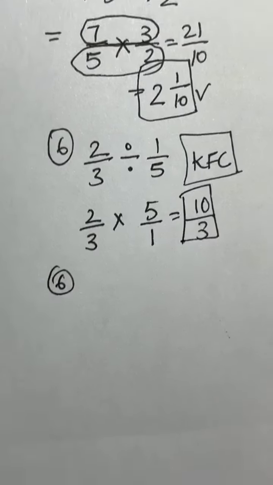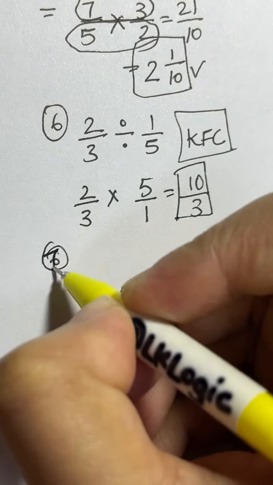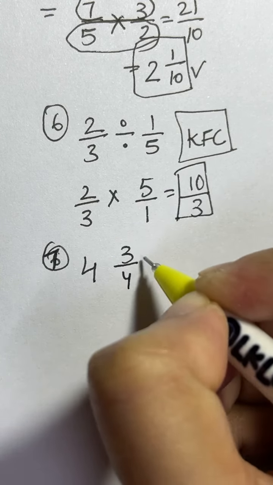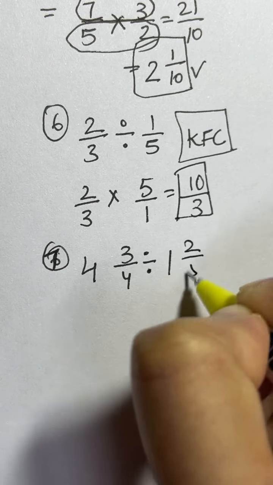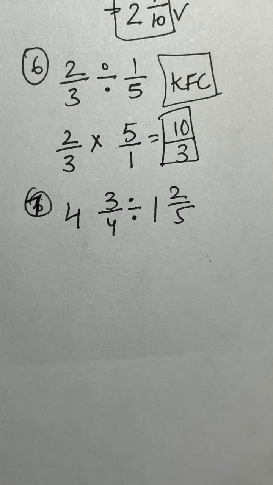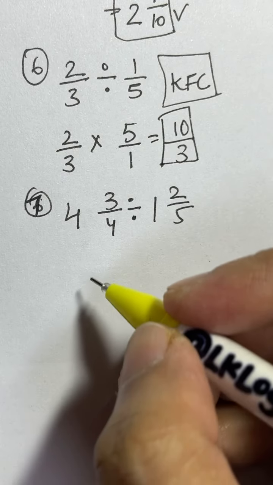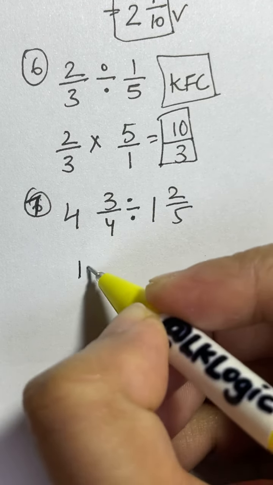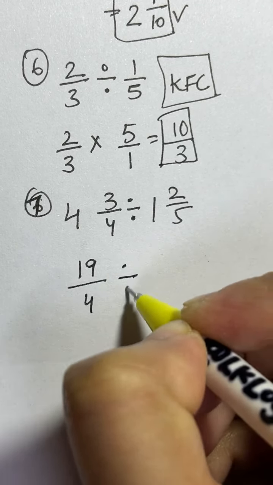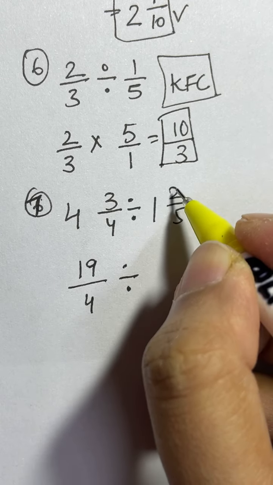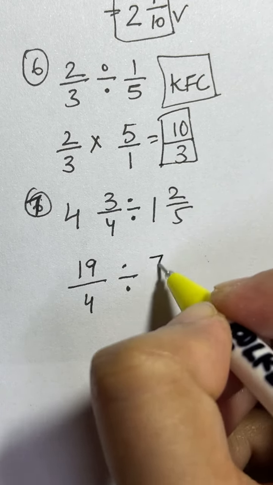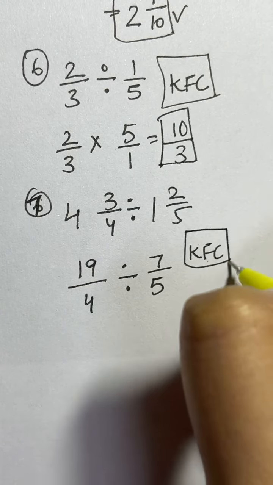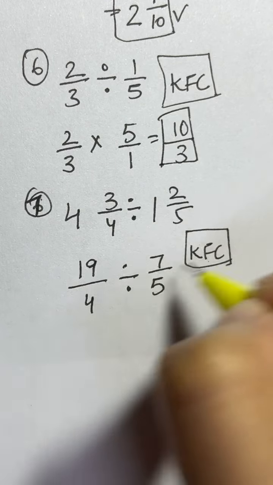Now number 7, division of mixed numbers. Let's see, 4 3/4 divided by 1 2/5. How do you divide mixed numbers? You have 4 3/4 converted. 4 times 4 is 16. 16 plus 3 is 19. So you have 19/4 divided by 5 times 1 is 5 plus 2 is 7 over 5. Now apply the KFC rule. After you finish converting it, you apply the KFC rule.